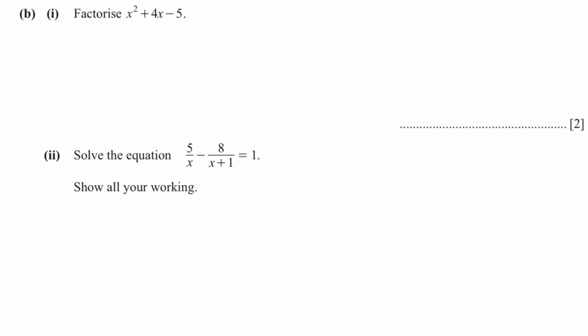Part B, factorize x squared plus 4x minus 5. In this equation, what is your A? 1. B, the number before x, which is 4. And C is the number without x, negative 5. When you are factorizing, you have to multiply A with C. So 1 multiplied by negative 5 is negative 5.